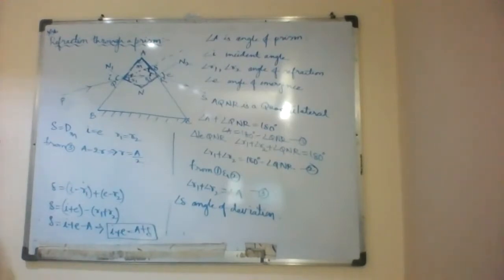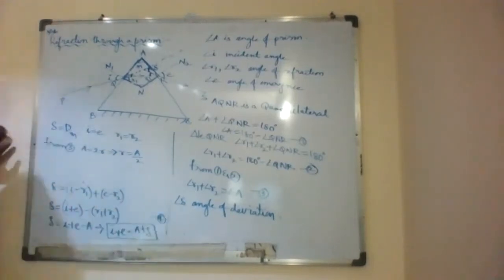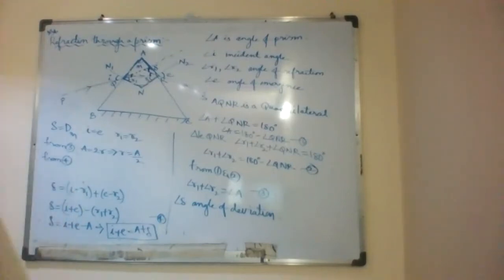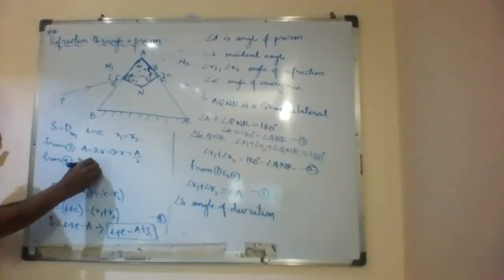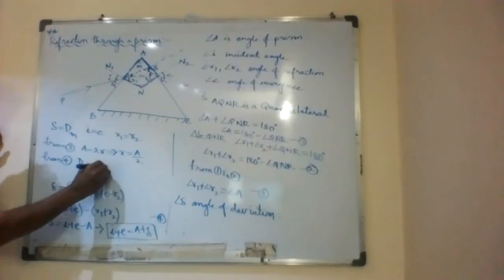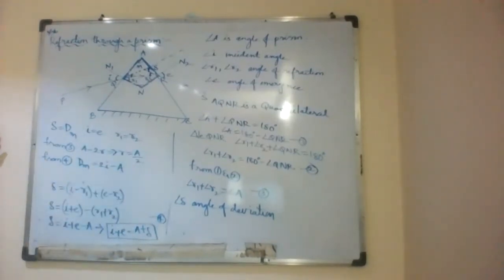Now come to this one. Let this be equation number 4. From 4, what will happen now here? R is equal to A by 2. So Dm equal to how much now? Delta will become Dm. Dm equal to how much? Angle i equal to angle e, so it will become 2i minus A. Okay? Here, 2i minus A.